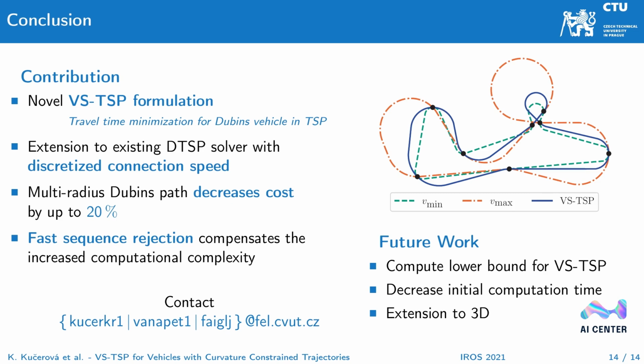For future work, it would be interesting to find a lower bound of the solution for the VS-TSP. Also, the time of finding the initial solution could be decreased with lazy pre-computation. Another possible extension is to use the method for 3D trajectory planning.